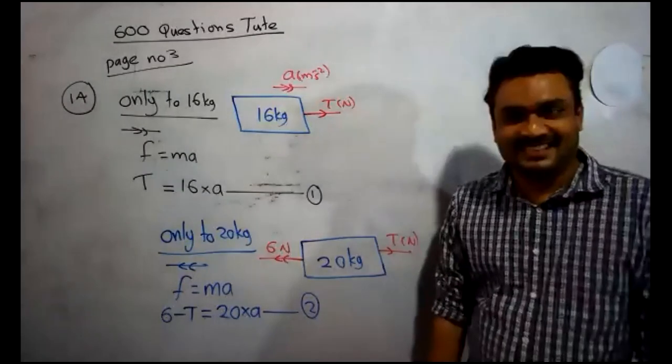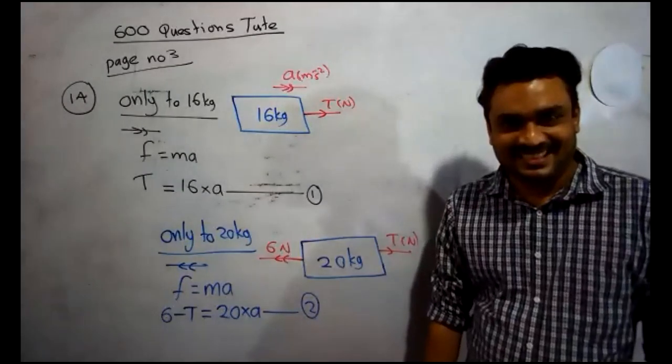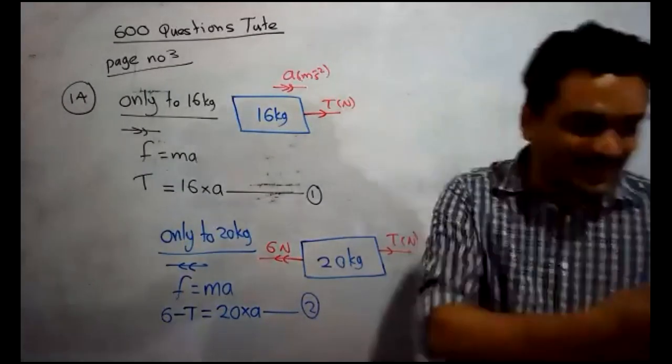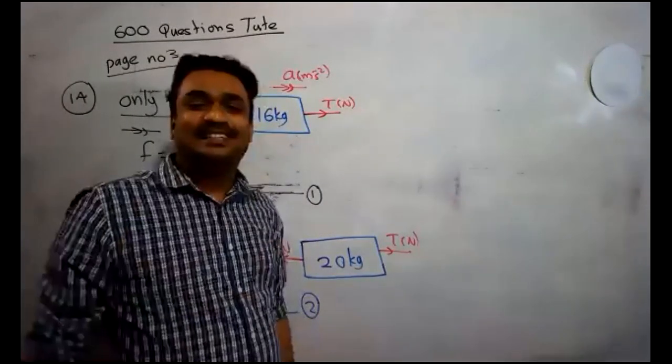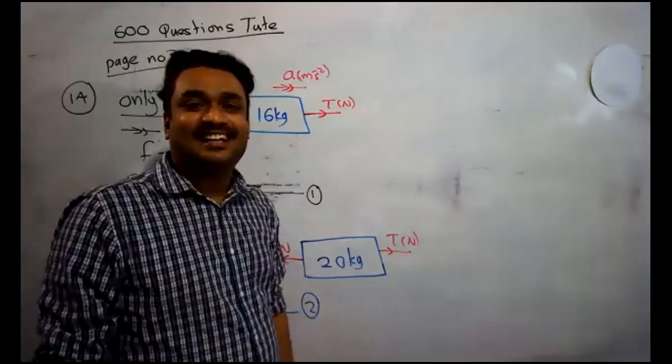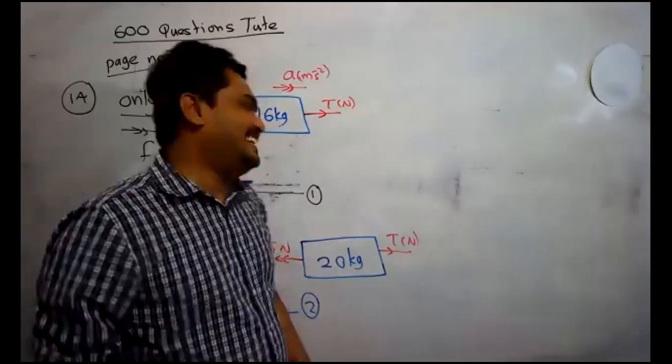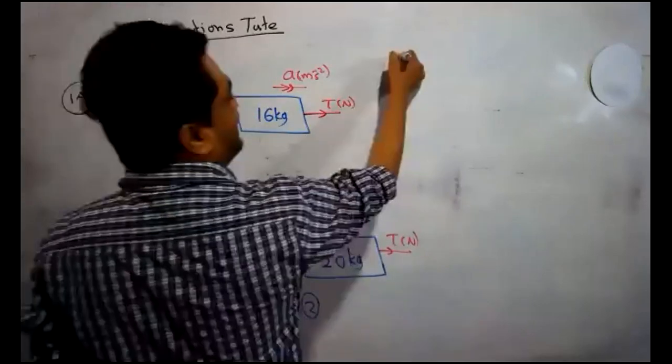Instead of T, 1 plus 2. Very good. Just add 1 and 2. What's your name, dear? Yeah, let's add 1 and 2.